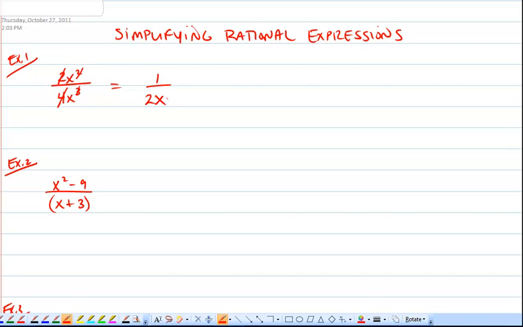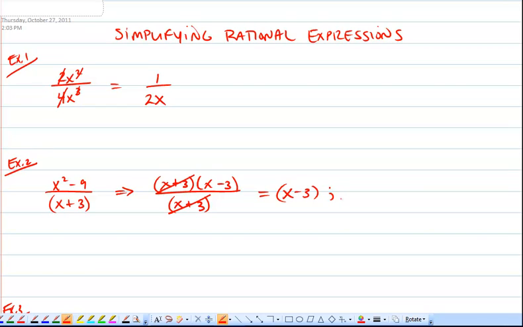All right, so for example 2 here, we have x squared minus 9 over x plus 3. The idea behind simplifying rational expressions is to factor and then try and cancel out like terms. For the top here, we can factor using dots into x plus 3 and x minus 3, and that's all over x plus 3. And then because I have a common binomial in both, I can simplify this to just x minus 3 as my final answer.